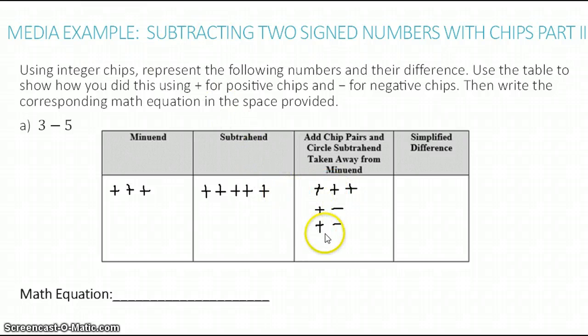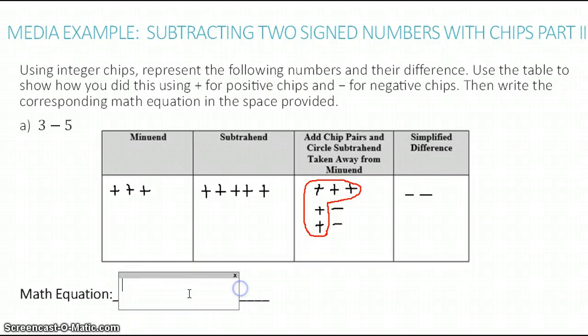Now we'll circle the 5 that we took away, and this shows our result. So we're going to write that as our simplified difference is the remaining 2 negative chips. So as a math equation, we would write 3 minus 5 equals -2.